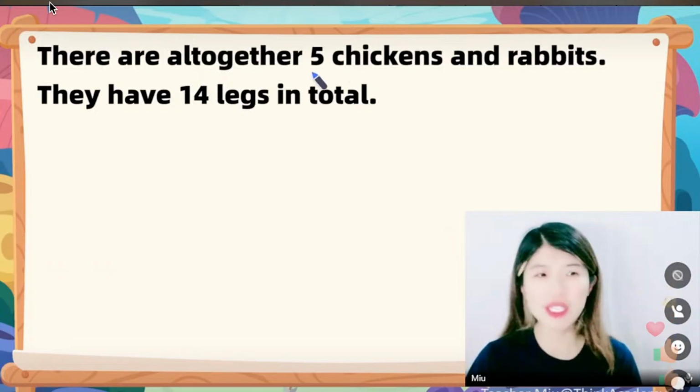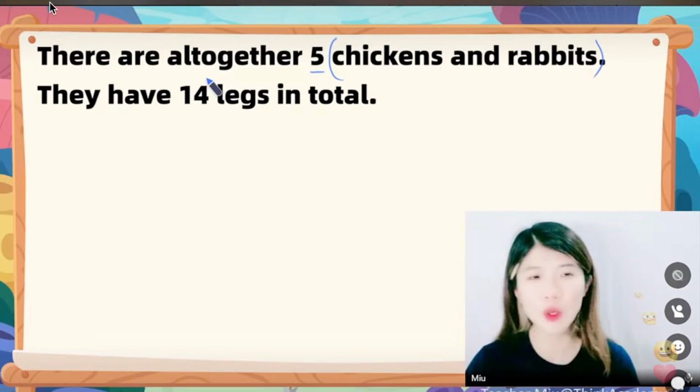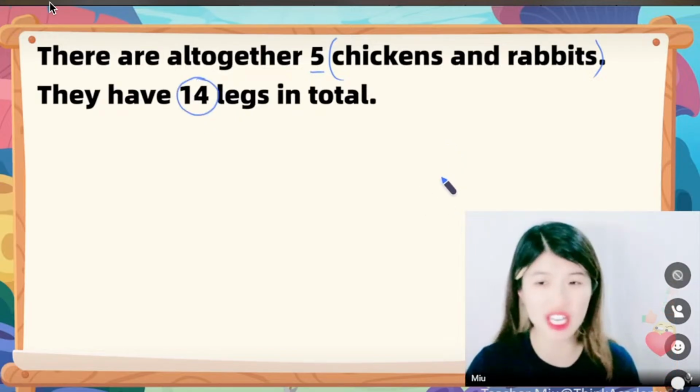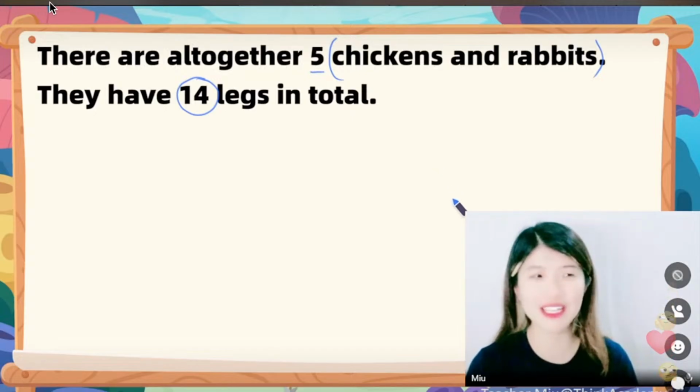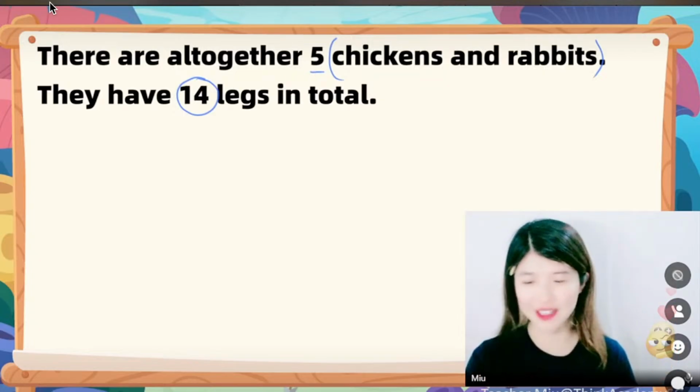It says there are altogether 5 chickens and rabbits on the farm. Altogether, there are 14 legs in total. So can you find out how many chickens and how many rabbits? You try. Let's try. Okay, let me show you my method. Currently, I don't have any correct answer. I don't know why, so let me just show you.